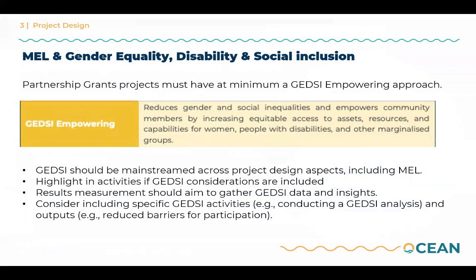And following on from people, some of the key points to consider are how you're going to showcase the gender equality, disability, and social inclusion considerations of your projects. So as Yoli mentioned, in round two, partnership grants projects must have at minimum a GEDC empowering approach. So think about how you're going to showcase that in your proposal.